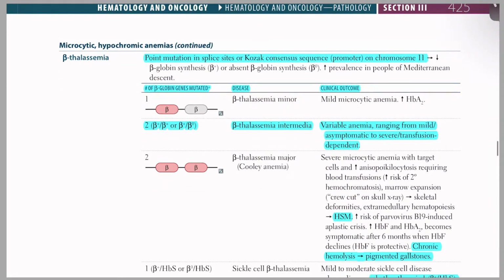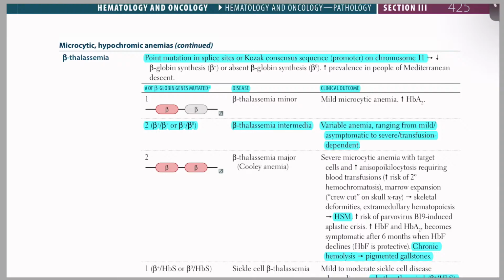Okay. Next is microcytic hypochromic anemias, continued. Beta thalassemia: point mutation in the splice site or Kozak consensus sequence promoter on chromosome 11 leads to decreased beta globin synthesis, that is beta plus, or absent beta globin synthesis, that is beta 0. Increased prevalence in people of Mediterranean descent.